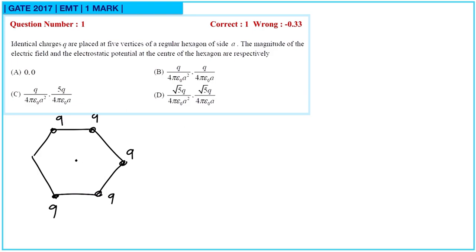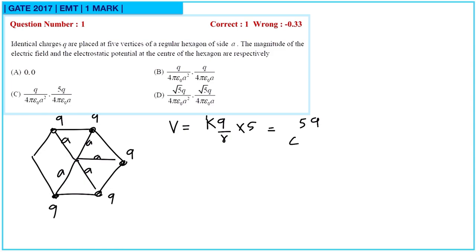Now potential will be easy. Potential is equal to kq by r, and here we are considering 5 charges, so in each case this distance is r only. Here it is given that it is of side A, so this will be A, A, A. So into 5 we have to do, so this will be 5q upon 4 pi epsilon naught into A. That will be potential. So here option C is correct, and we have to calculate electric field also.